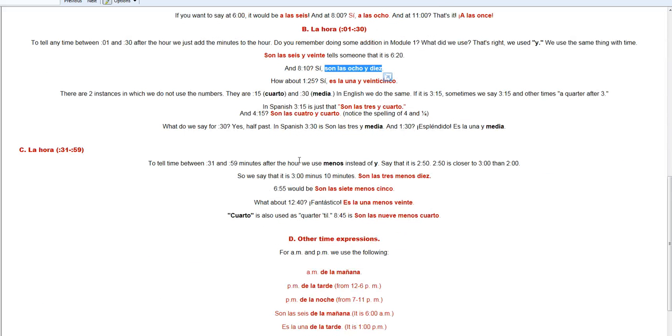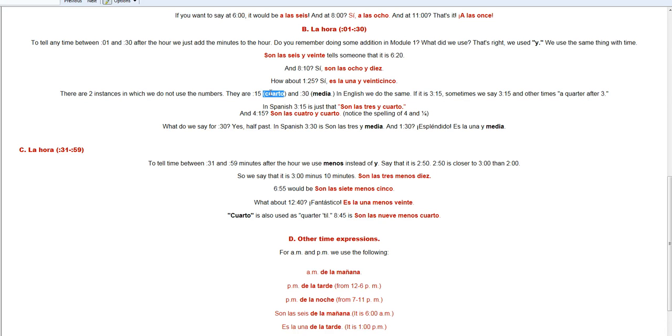And then if it's in between 31 and 59, how we're going to say it is the number that it's closest to minus however many minutes. So 6:55 would be 7 o'clock minus 5 minutes, or son las 7 menos 5.